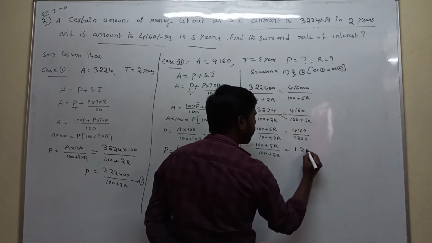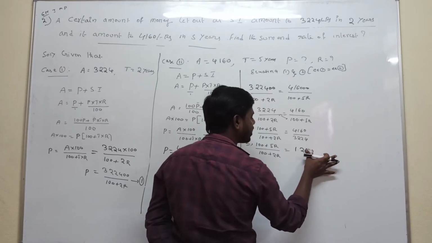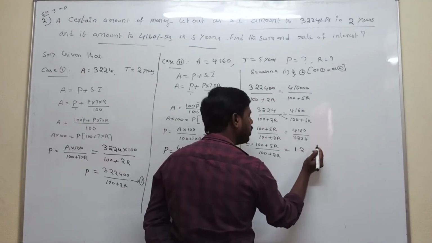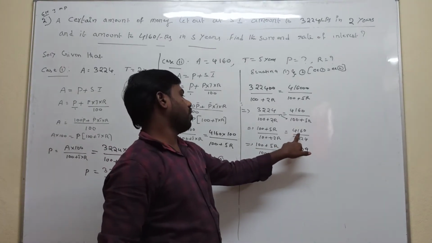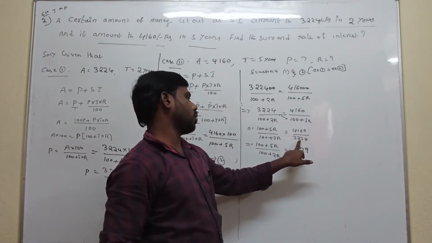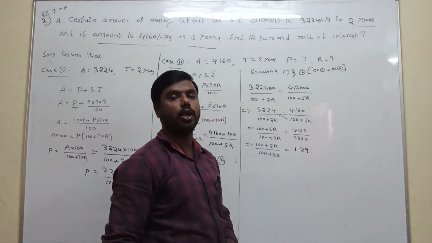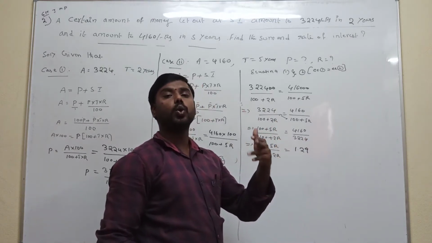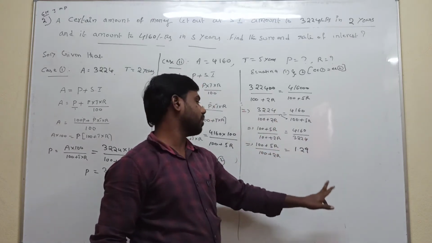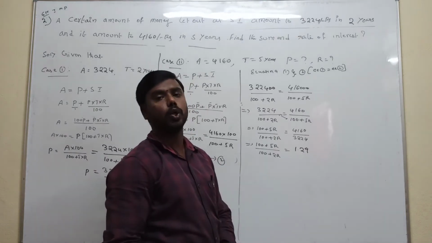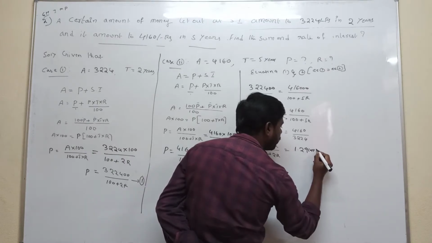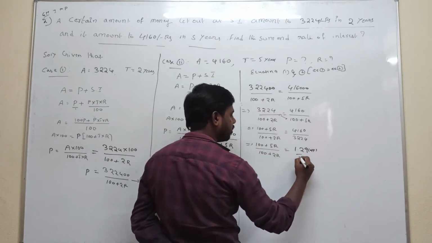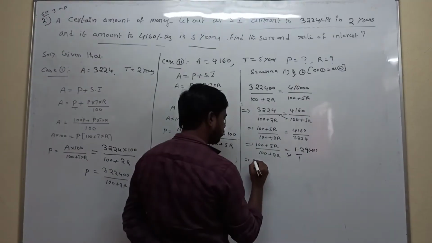The value is 1.28 something, which you can take approximately as 1.29. 4160 divided by 3224 is 1.287 something, and approximately we are taking 1.29. This is approximate, so don't get confused after the cross multiplication.